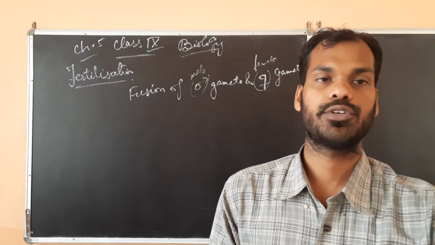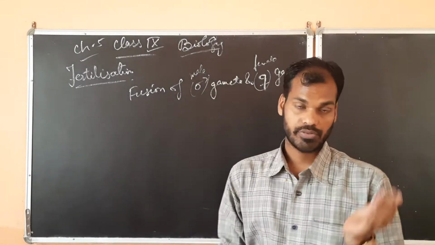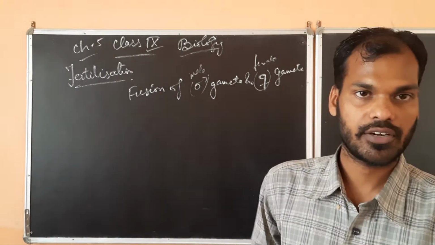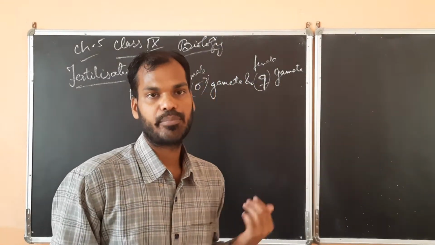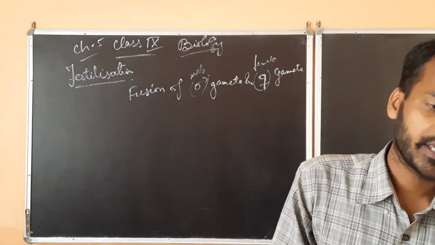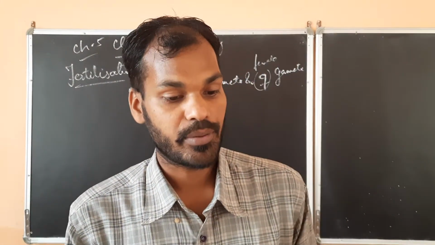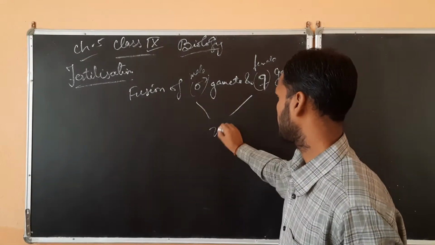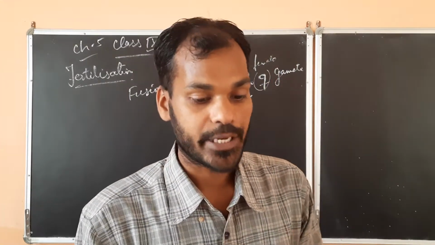Today I have to discuss the process of fertilization. So first we will see what fertilization is. Fertilization is the process in which there is fusion of the male gamete and the female gamete. In the case of plants, the male gametes are the pollen grains and the female gametes are the eggs. It involves the fusion of two dissimilar gametes, male and female, to form the zygote. When male and female gametes join, they fertilize and form a zygote.